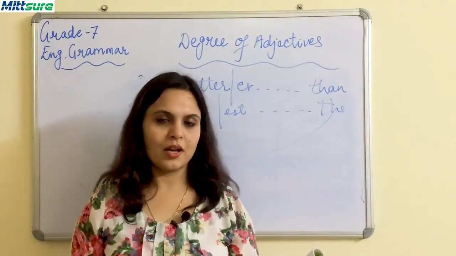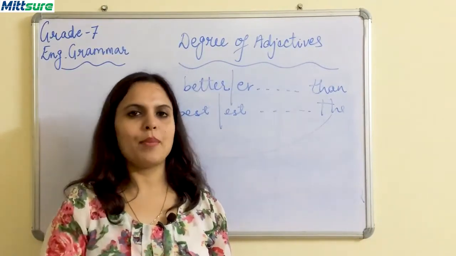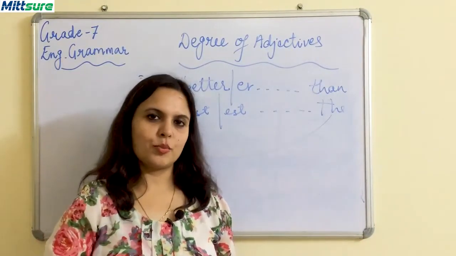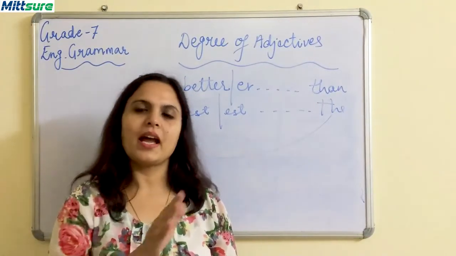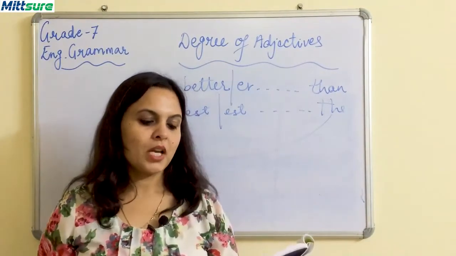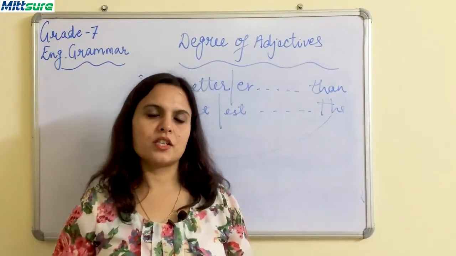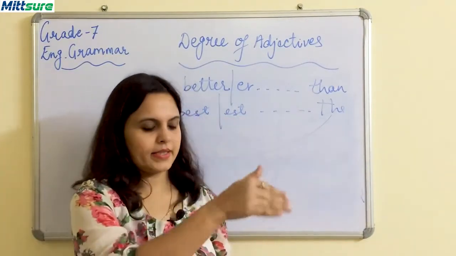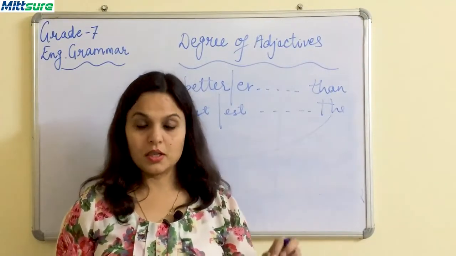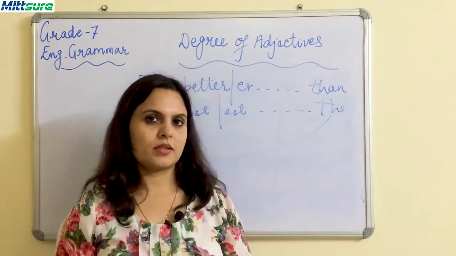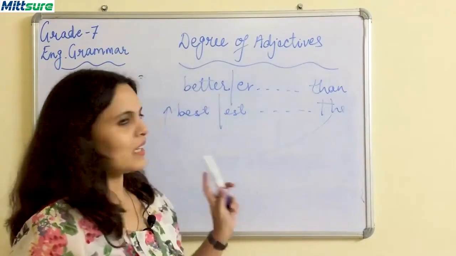A few degrees which we will practice, like bright. In comparative it becomes brighter, and superlative will be brightest. Short will become shorter in comparative degree and shortest in the superlative degree. Near will become nearer, and nearest in superlative. So near, nearer, nearest. Then we have close, closer, and closest. Noble, nobler, noblest.